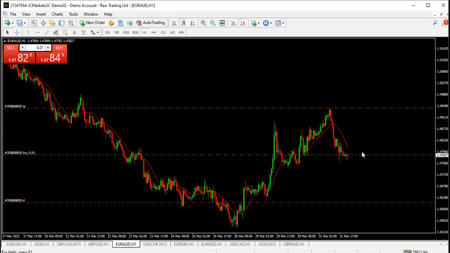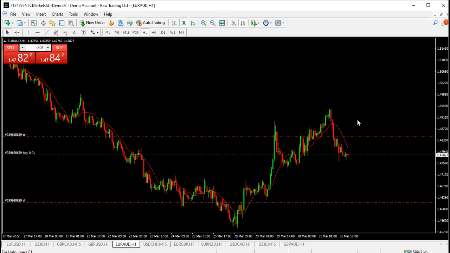So for this stop loss order, it will prevent you from losing more money than what you were initially expecting to lose. So that's the good thing about the stop loss order. And then the take profit is still the same.